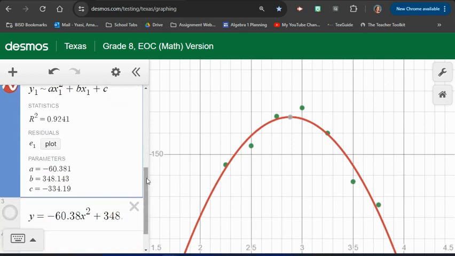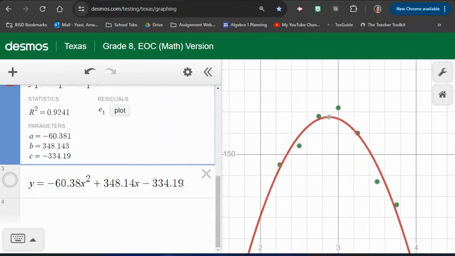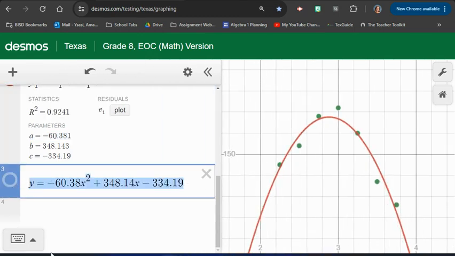Okay, so whenever we do that, it's asking us to predict. No, it's asking us to give the equation. So here are the a, b, and c values. So here is our equation that we can write. So y equals negative 60.38x squared plus 348.14x minus 334.19. That is the equation that matches this table.